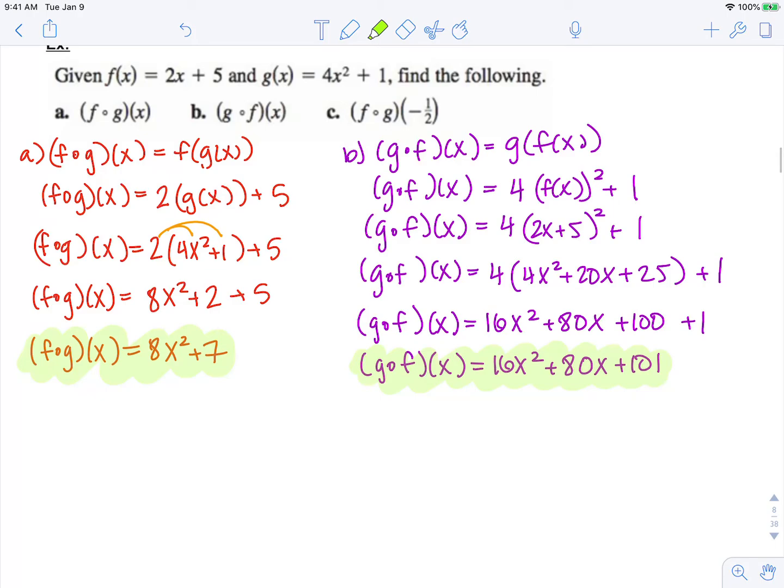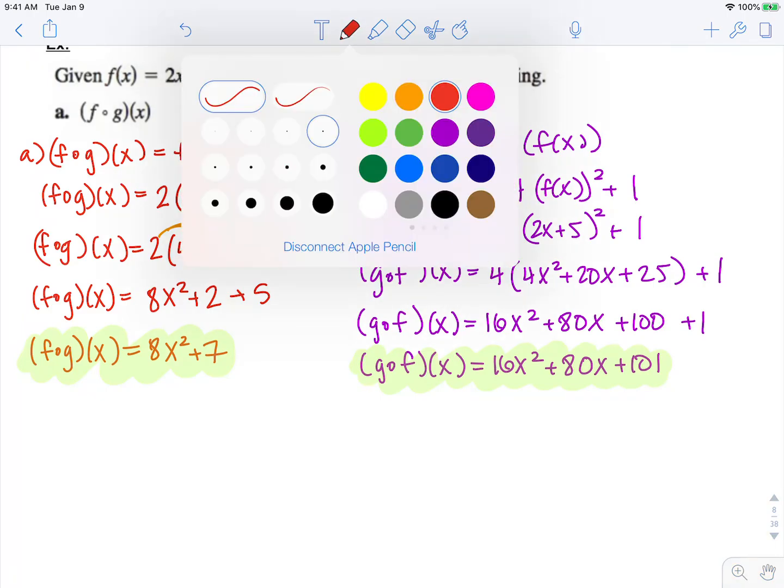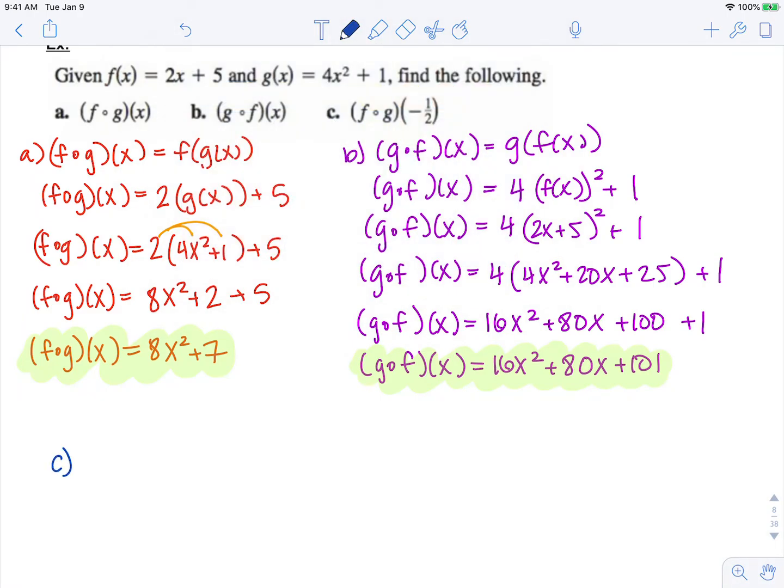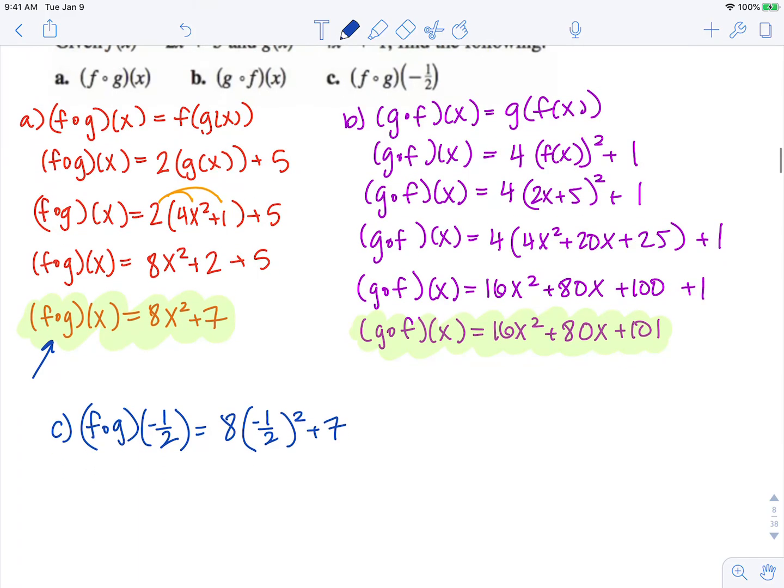Now that we've found this composition, part C wants us to find f of g of negative 1/2. So that means I'm plugging negative 1/2 into this function. So that's 8 times negative 1/2 squared plus 7. F of g of negative 1/2 is 8 times 1/4 plus 7.